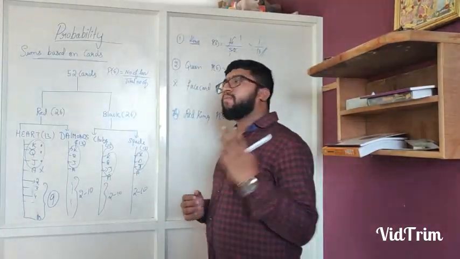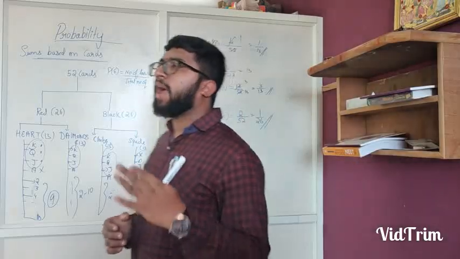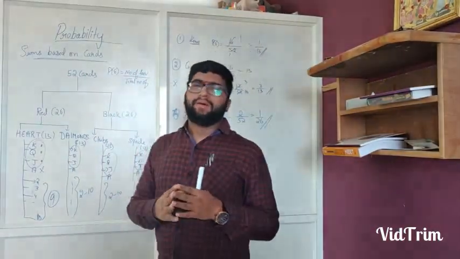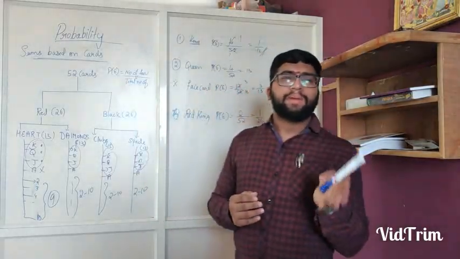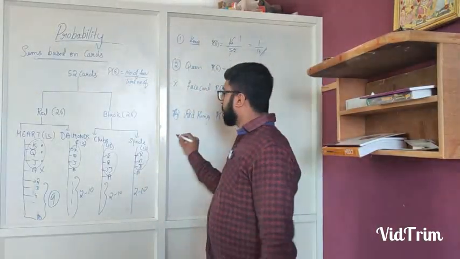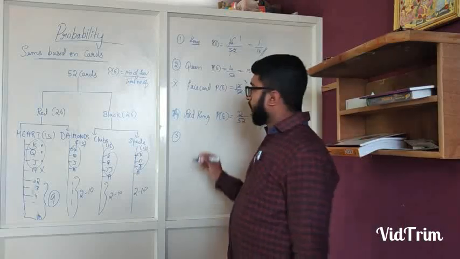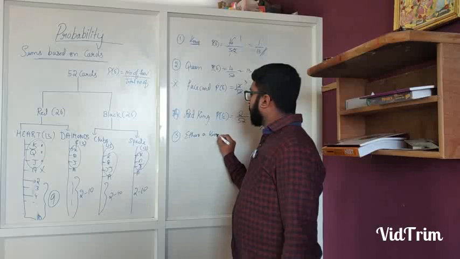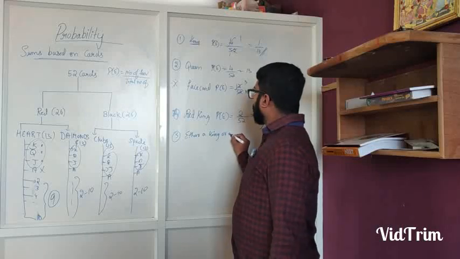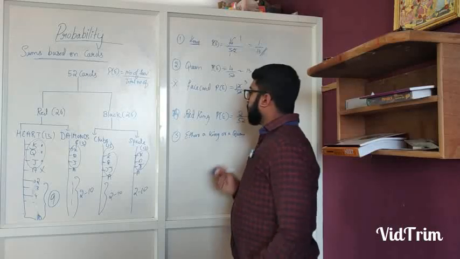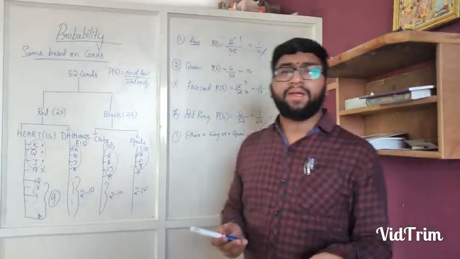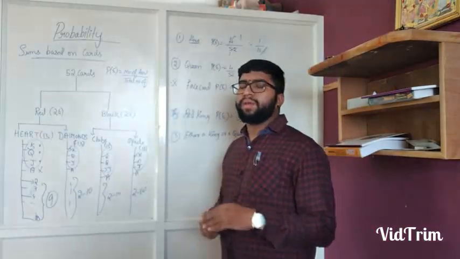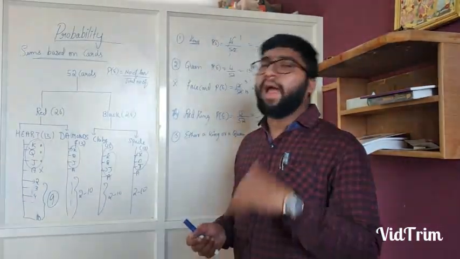Most of you get confused between either-or and neither-nor. That's very simple. So what do you mean by either-or? The question will be like this. What is the probability of getting either a king or a queen? Very simple. Getting either a king or a queen means you should consider both king and queen.